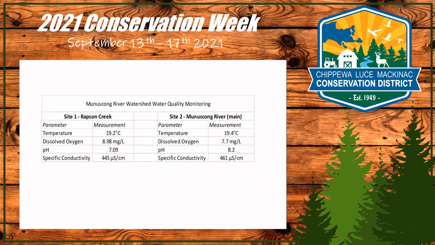So if we look at the measurements we took and compare them, the first measurement we took was temperature. At site 1 we got 19.2, and at site 2 we got 19.4. They're similar. In both areas where we actually took the readings, it was kind of shaded.